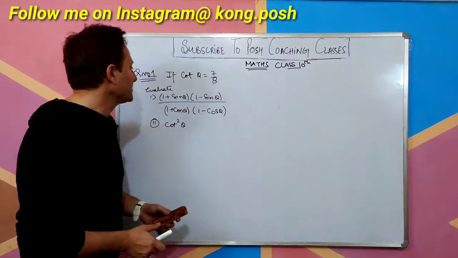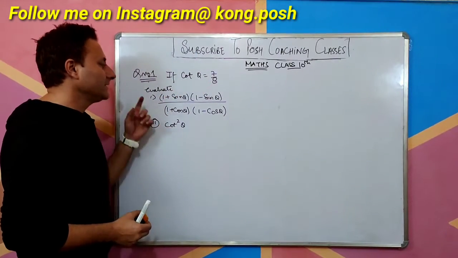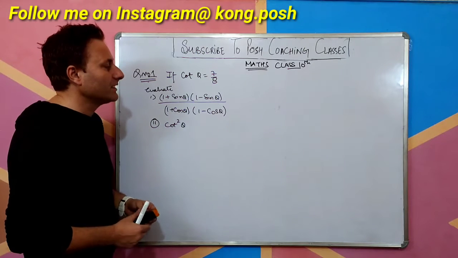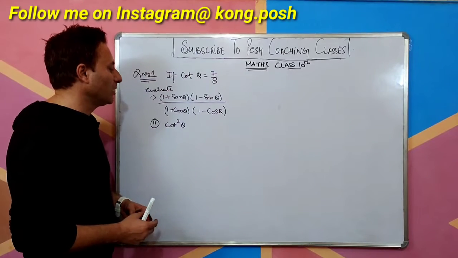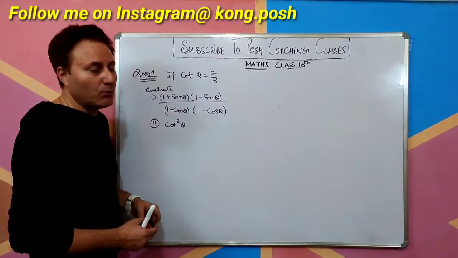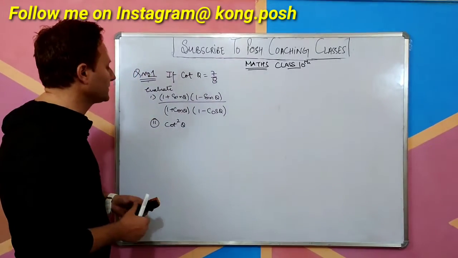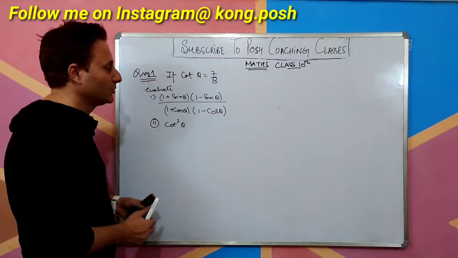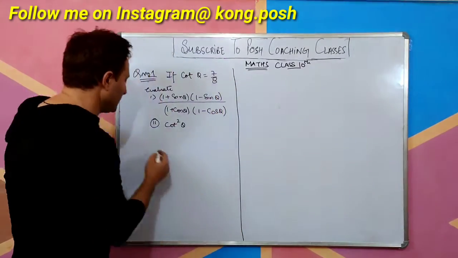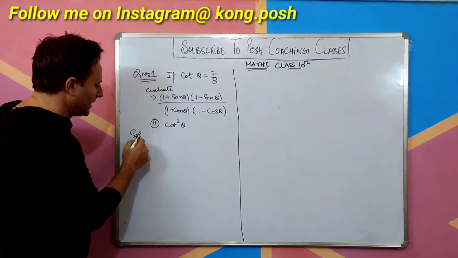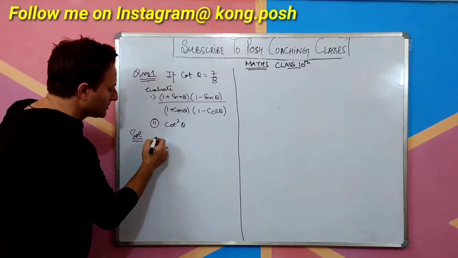The first question says, if cot theta is equal to 7 upon 8, evaluate (1 plus sine theta) multiplied by (1 minus sine theta), then in the denominator (1 plus cos theta) multiplied by (1 minus cos theta). This is the first part, and then we have the second part, it says cot square theta. To understand this question, we will solve it using a few identities and the trigonometric table.